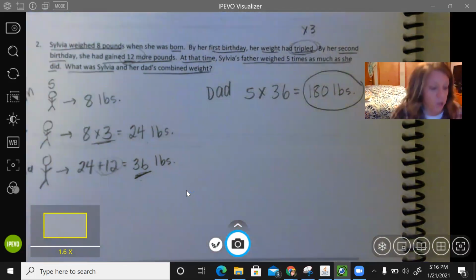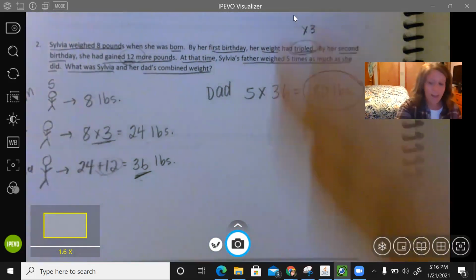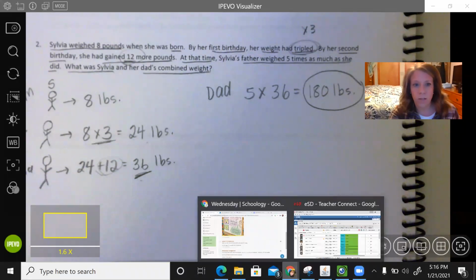All right. So those were 2 examples of multi-step word problems and how you would tackle them to solve. So now it's your turn to try some.